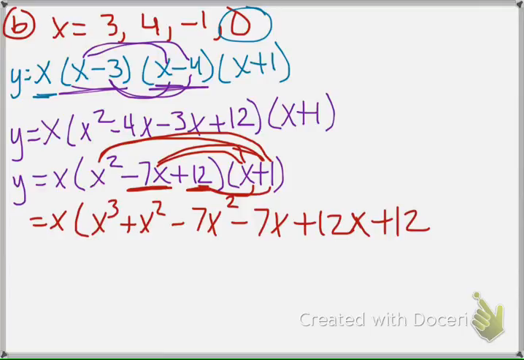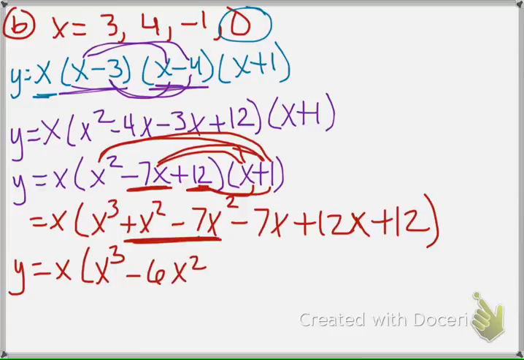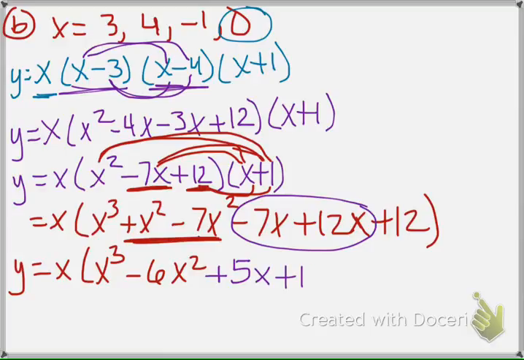So there you go. So we combine whatever we can in there, which is going to be the x cubed stays. These two become a negative 6x squared. Then we look at these two, which becomes a positive 5x. Is that right? And then plus 12.